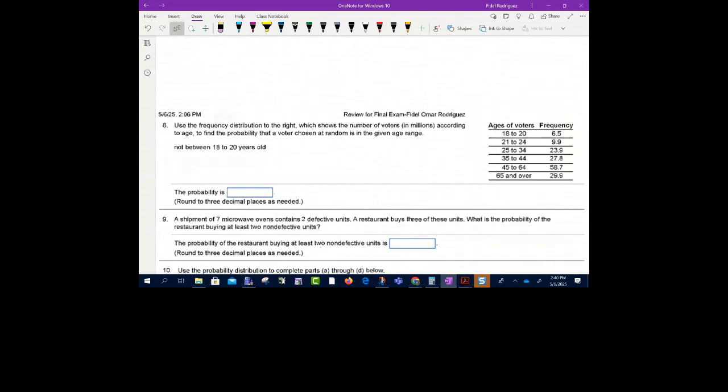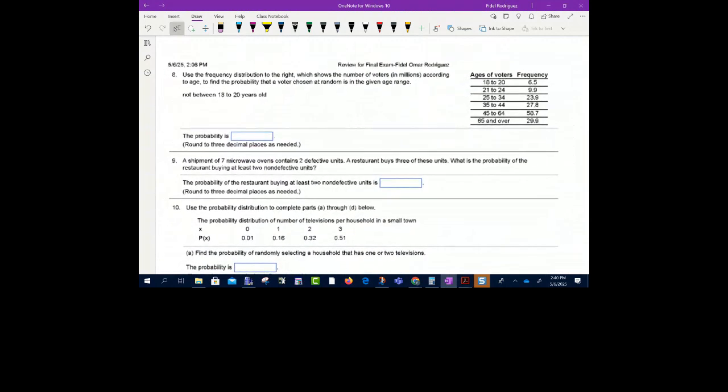All righty. So look, y'all, let's keep working down here. We're doing pretty good, y'all. Let's take a look. It says use the frequency distribution to the right, which shows the number of voters in millions according to age. Find the probability that a voter chosen is in the given age range. And it says not between 18 and 20 years old.